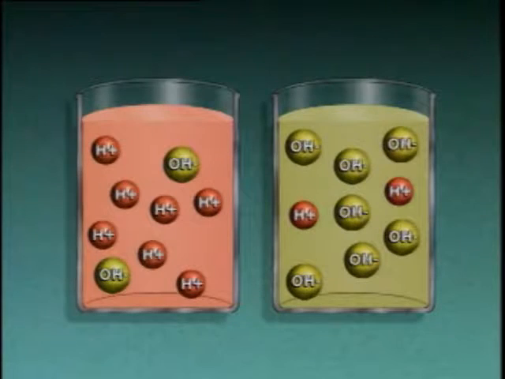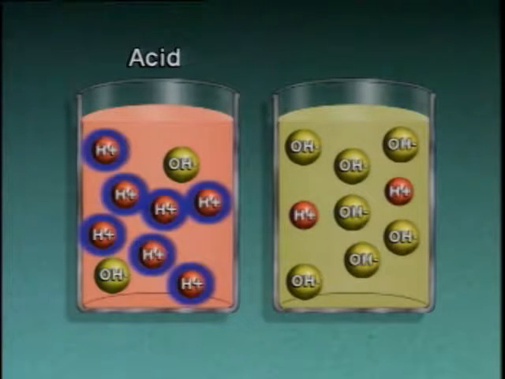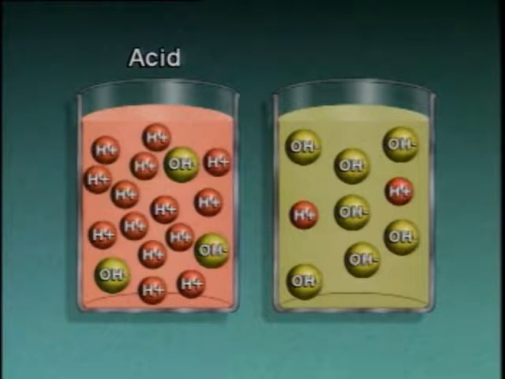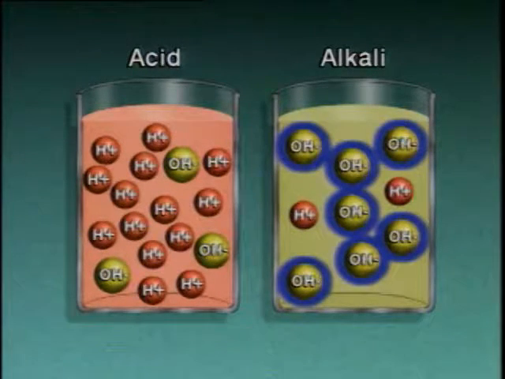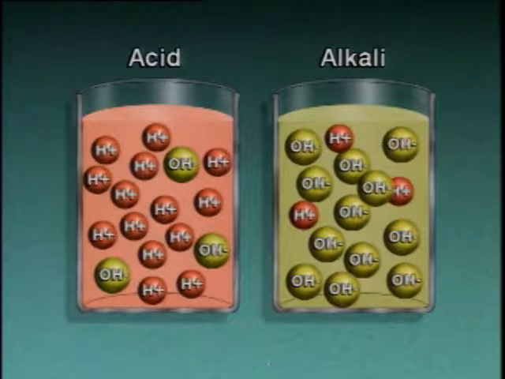The acidity or alkalinity of a solution depends on its concentration of hydrogen and hydroxyl ions. For example, an acid solution has a greater concentration of hydrogen ions than hydroxyl ions. The stronger the acid solution, the greater the concentration of hydrogen ions. An alkaline solution, or an alkali, has a greater concentration of hydroxyl ions than hydrogen ions. The stronger the alkali, the greater the concentration of hydroxyl ions.